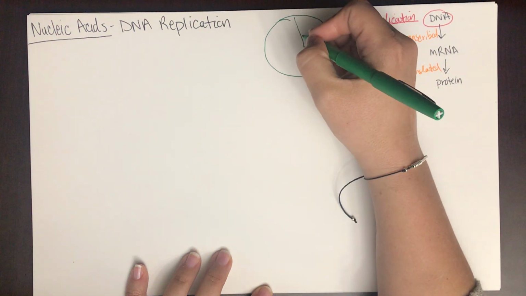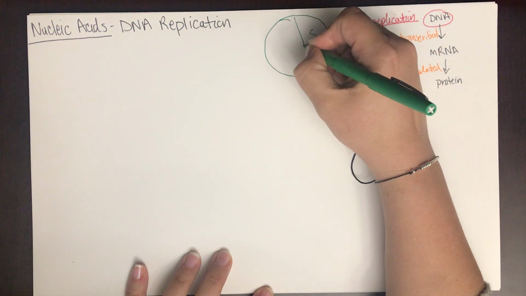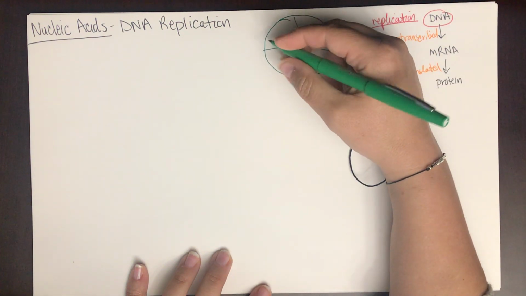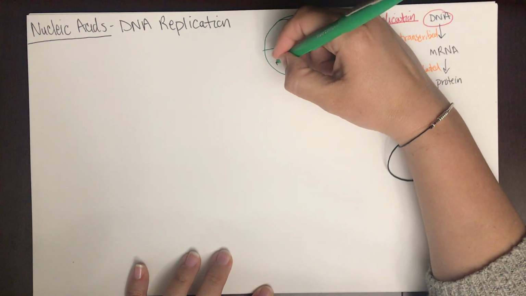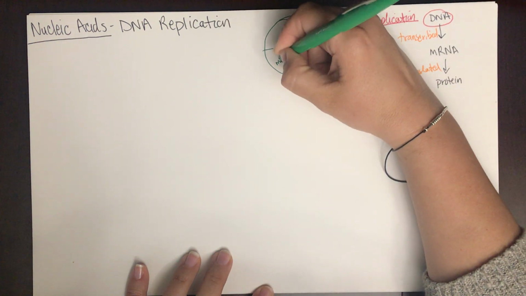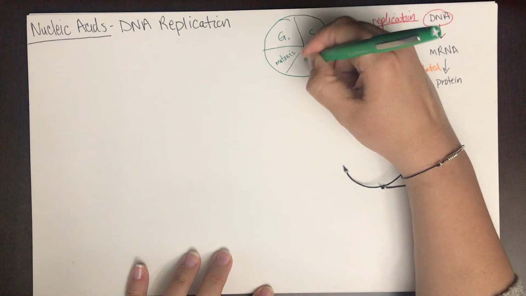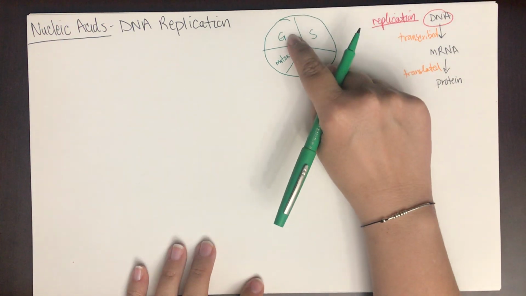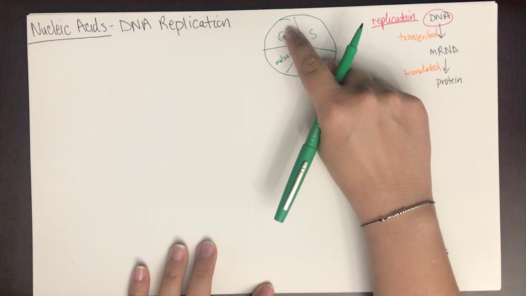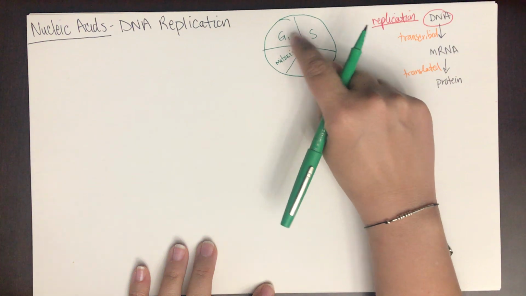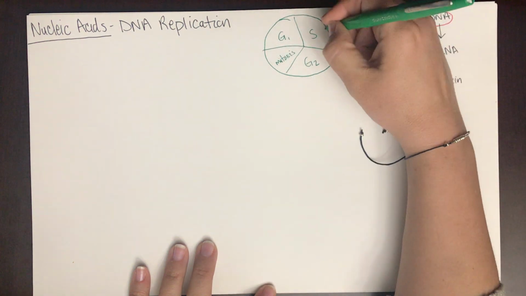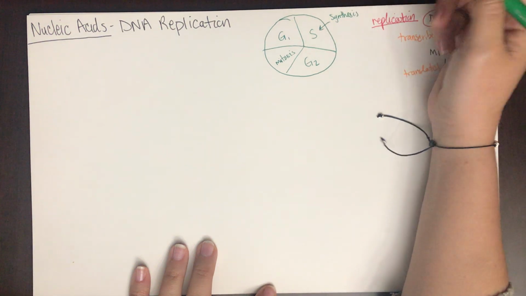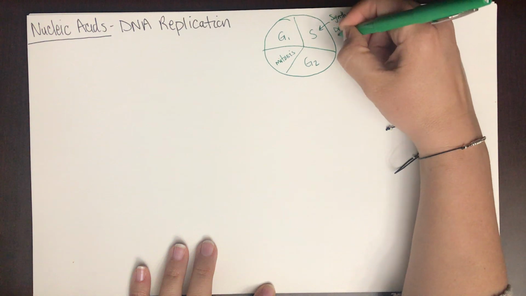Well, let's start over here. All of this is mitosis, G1, S, G2. G1 is when the cell grows and everything else in the cell is duplicated, not the DNA. S stands for synthesis, and that's when the DNA is being duplicated.